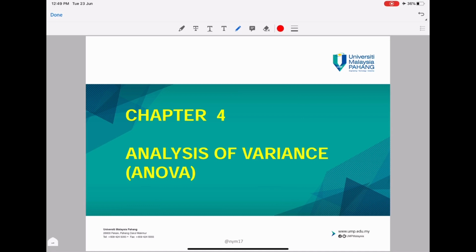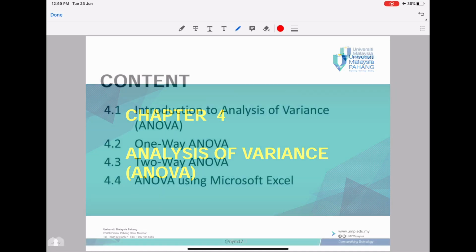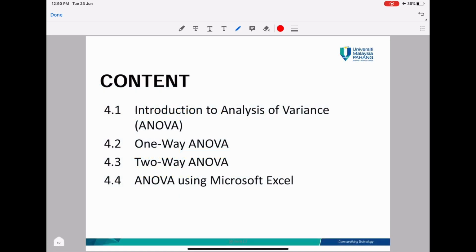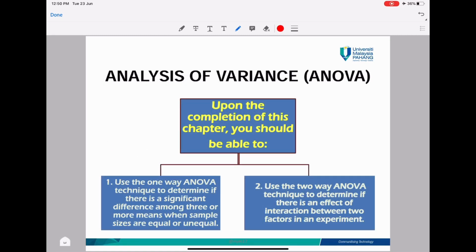So now we are going to learn chapter 4, analysis of variance. First we look at the content for your chapter 4. 4.1 we are going to learn the introduction to the ANOVA. 4.2 is the one-way ANOVA. 4.3 two-way ANOVA, and 4.4 we will solve ANOVA using the Excel.